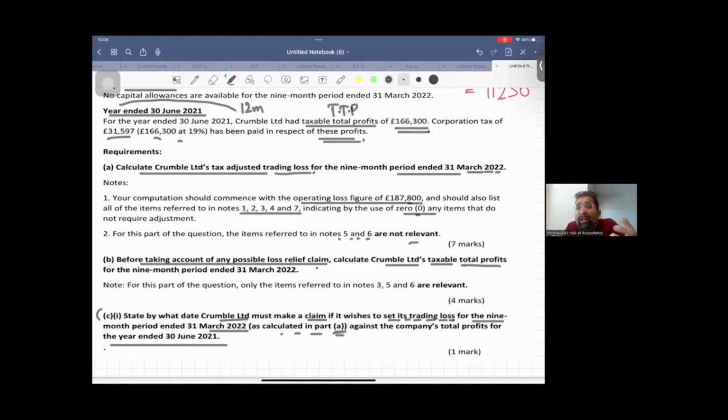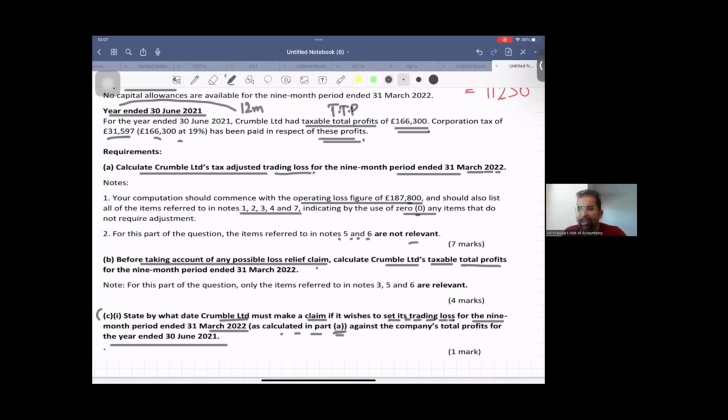So how will tax department come to know what relief we want? So we need to write a letter. We need to inform them. We need to claim from tax department what we want. So there is always a due date for claim.